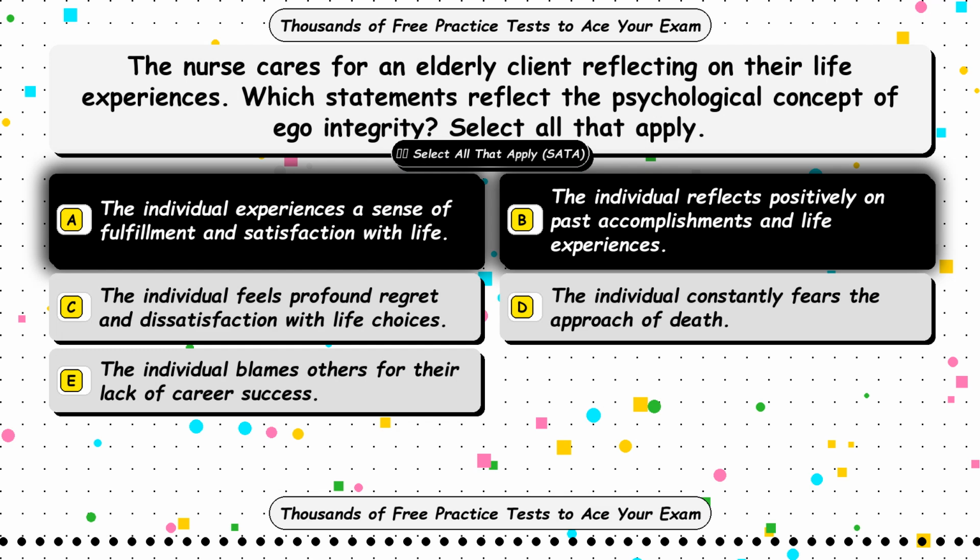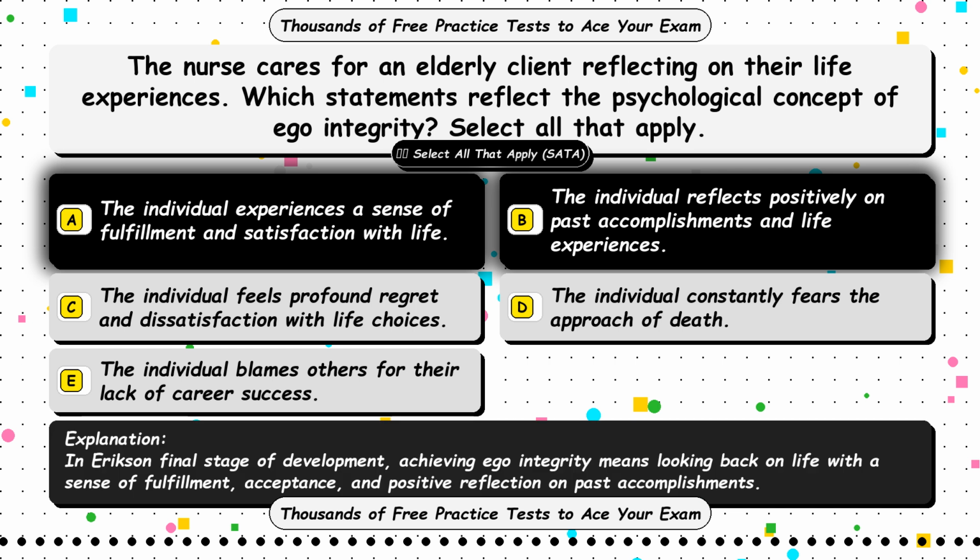The correct answers are options A and B. The individual experiences a sense of fulfillment and satisfaction with life. The individual reflects positively on past accomplishments and life experiences. In Erikson's final stage of development, achieving ego integrity means looking back on life with a sense of fulfillment, acceptance, and positive reflection on past accomplishments.